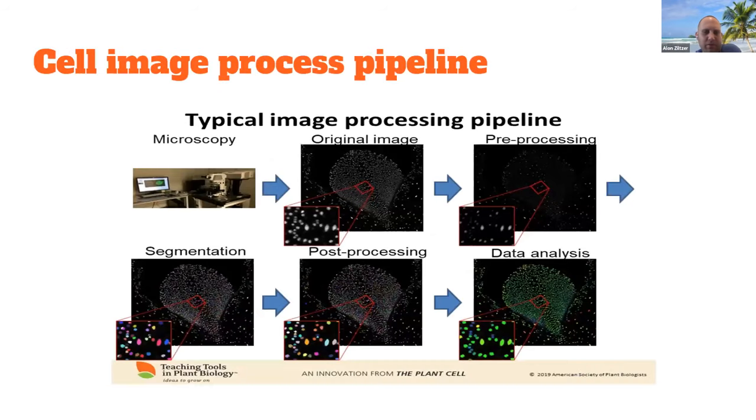I will talk about this briefly because we saw it. The typical image processing pipeline is microscopy. We get the image, do some sort of augmentation and segmentation, and data analysis. The last part is the most interesting. We want to understand some new ideas about what happened in the cell. But before that, we need to do segmentation.